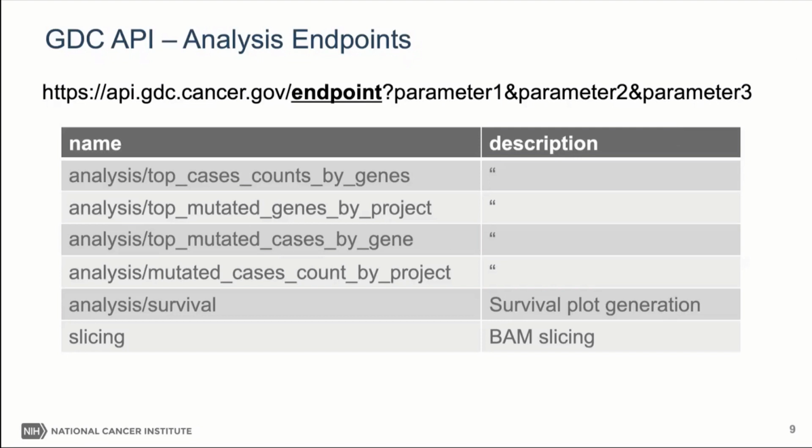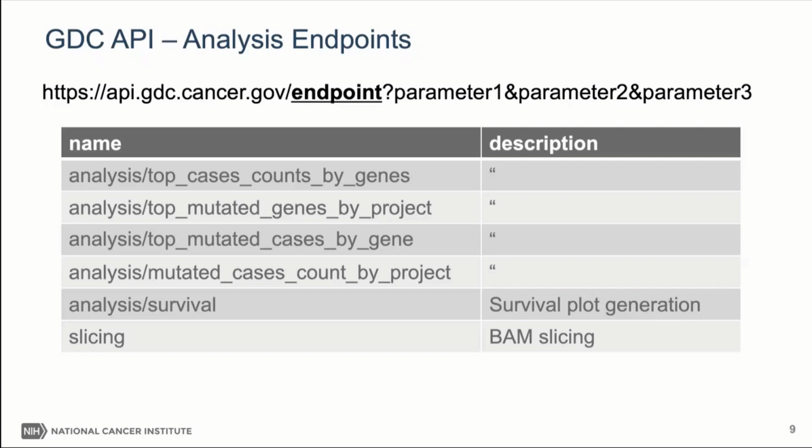In addition to all these mutation counts and things like that, we have a survival endpoint that automatically generates survival plots. You may have seen the survival plots that are in the GDC data portal. The API can also be used to generate those, and a bit more customization is available through the API since we're touching it directly.